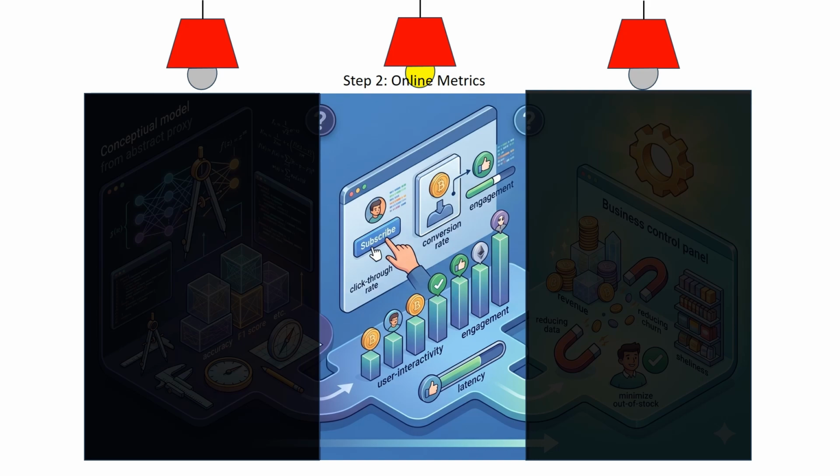Once the model is deployed, we move to online metrics. These are measured in the real world, with real users. For example, click-through rate, conversion rate, user engagement, latency, number of complaints. These metrics are much closer to reality. They tell us how the model performs in production.